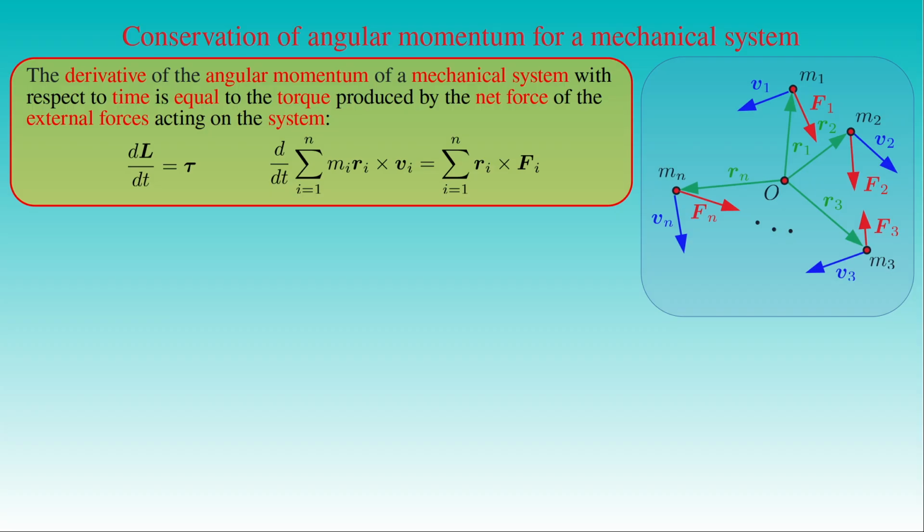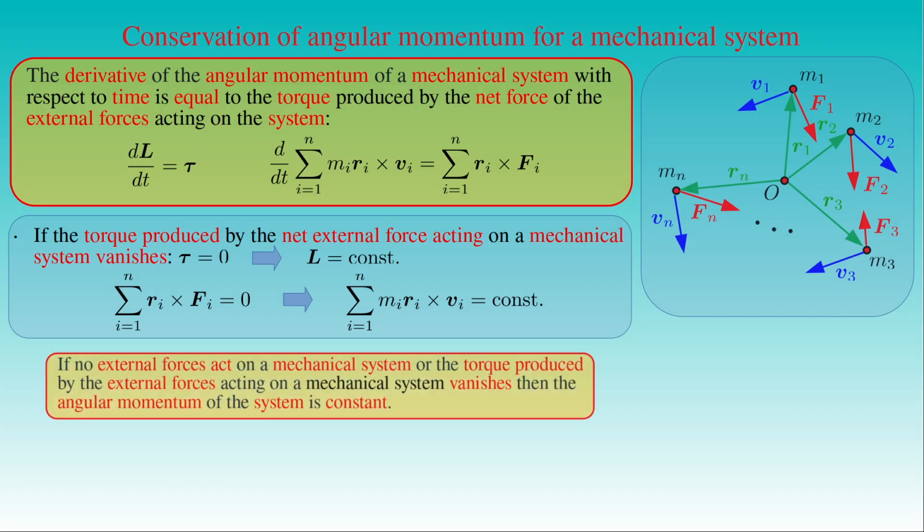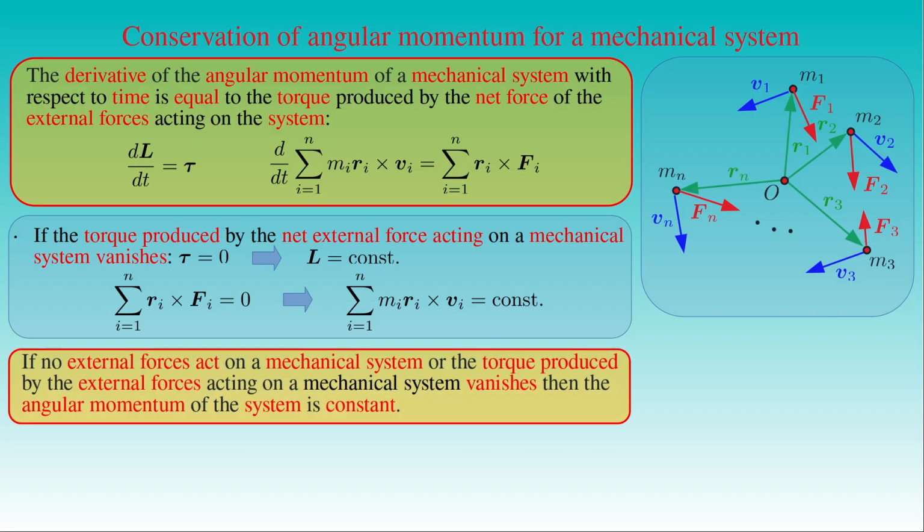As a consequence of the theorem, if the torque tau produced by the net force of the external forces applied on the system vanishes, then the total angular momentum of the system is constant. In the case of a system of point masses, the vanishing sum of the cross product of the position vectors r_i of the point masses m_i and the external forces F_i acting on these point masses makes the sum of the mass m_i times the cross product of the position vectors r_i and the velocities v_i of the point masses constant. This is the law of conservation of angular momentum for any mechanical system, stating that if no external forces act on a system or the torque produced by the external forces acting on a mechanical system vanishes, then the angular momentum of the system is constant.